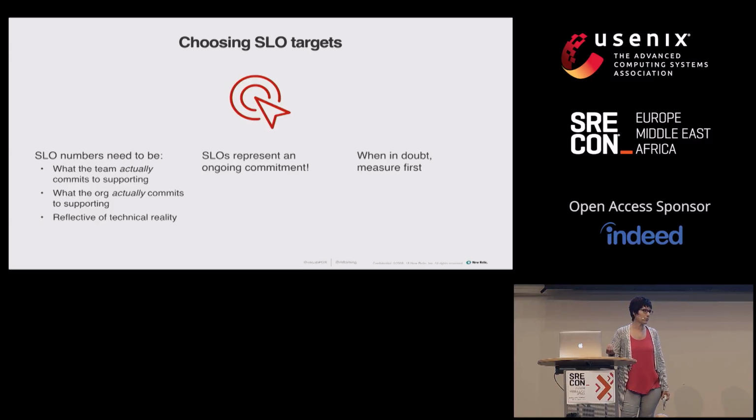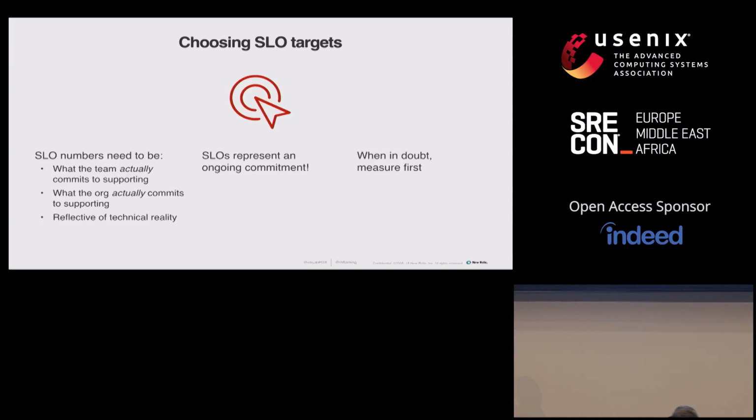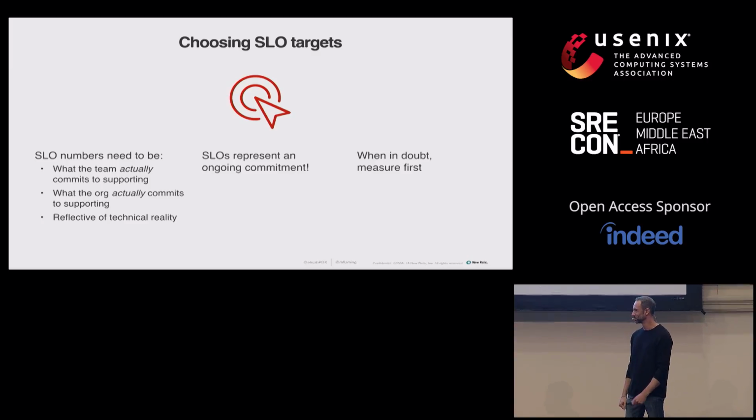Now, we've been talking about the fact that SLOs are fairly easy to adjust over time. That doesn't mean you should just pick any number at random, though. 1 million. No. We've talked about this. So first you want to define, and then you want to measure before you establish your SLOs.